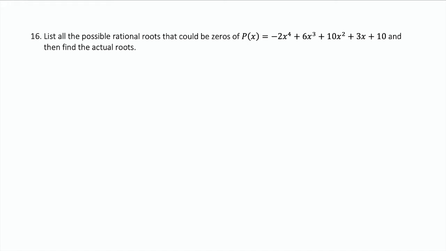To list our possible rational roots for this polynomial, we take the factors of the constant term, so the factors of 10, which are 1, 2, 5, and 10, and then we divide by the factors of the leading coefficient. Factors of 2 are 1 and 2. And of course, it's plus or minus all of those. So we have each of these things on top divided by each thing on bottom.